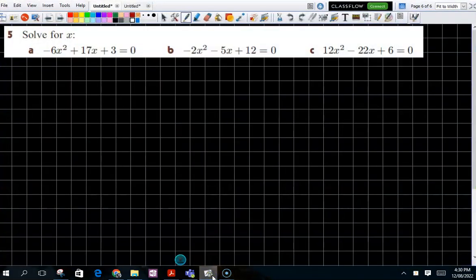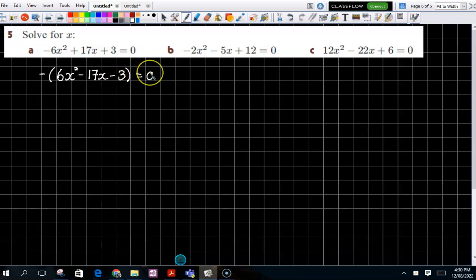Okay, question 5. So again, we've got everything on one side, right? And we go, no common factor except this minus is being a pain in the butt. So we're going to pull that out. So we pull out the minus. We've got 6x squared minus 17x and then take 3.